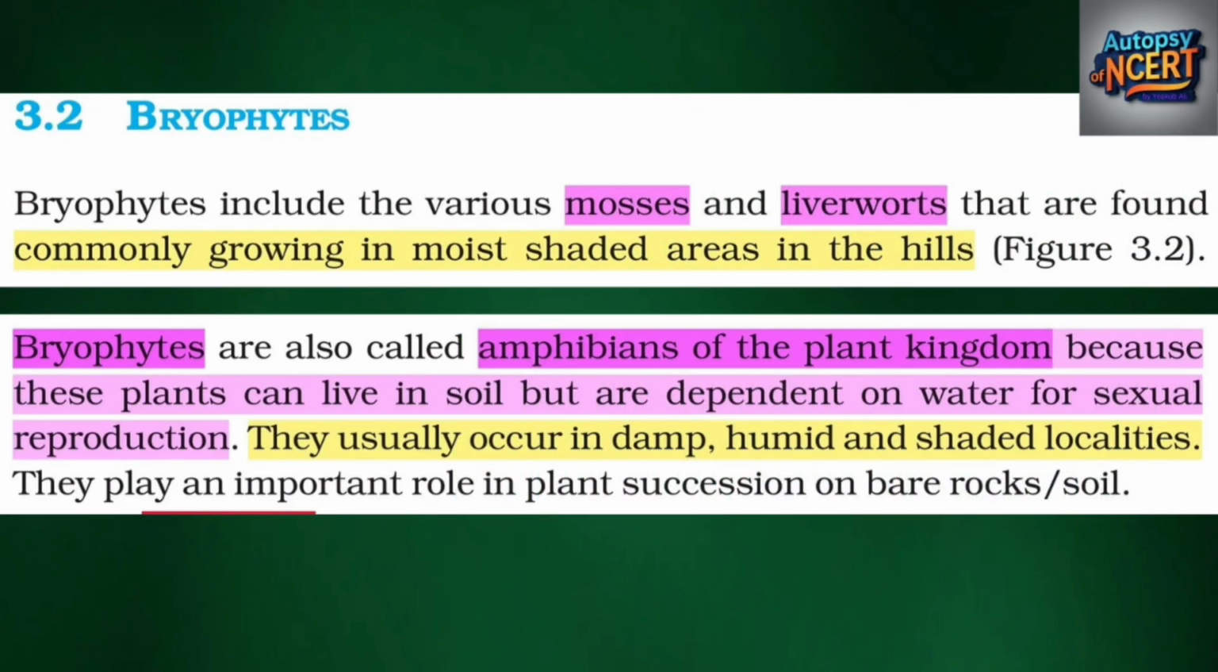3.2 Bryophytes. Bryophytes include the various mosses and liverworts that are found commonly growing in moist shaded areas in the hills. Bryophytes are also called amphibians of the plant kingdom because these plants can live in soil but are dependent on water for sexual reproduction. They usually occur in damp, humid and shaded localities. They play an important role in plant succession on bare rocks, soil.